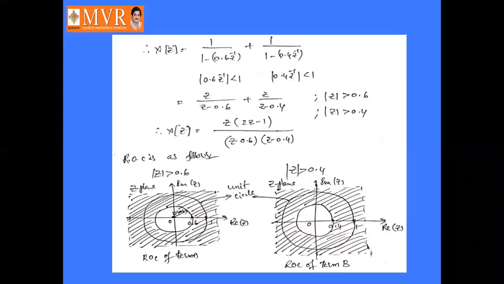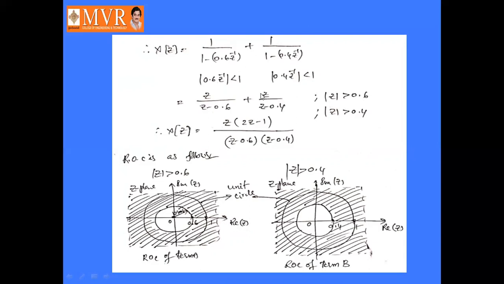Term A and term B. So then it is 1 by 1 minus 0.6 into z power minus 1 plus 1 by 1 minus 0.4 into z power minus 1. Here mod 0.6 into z power minus 1 is less than 1. This is the ROC. And here also mod 0.4 into z power minus 1 is less than 1. So this is z by z minus 0.6 plus z by z minus 0.4, with mod z greater than 0.6 and mod z greater than 0.4.